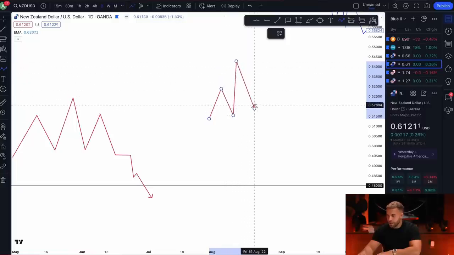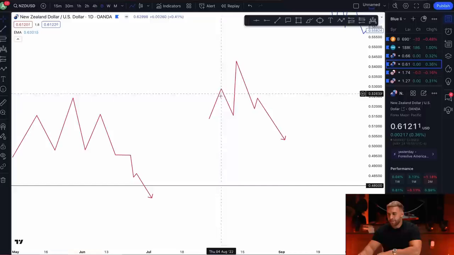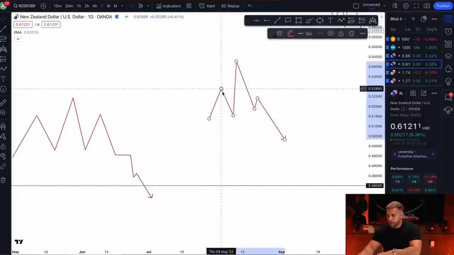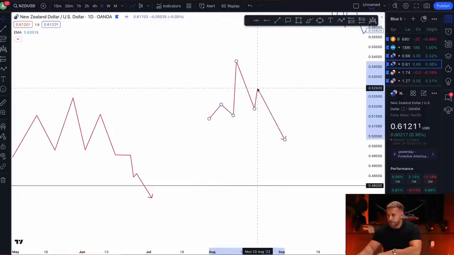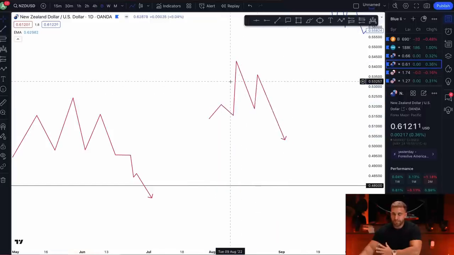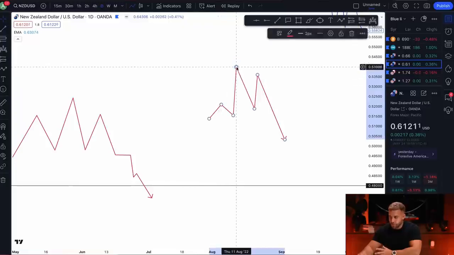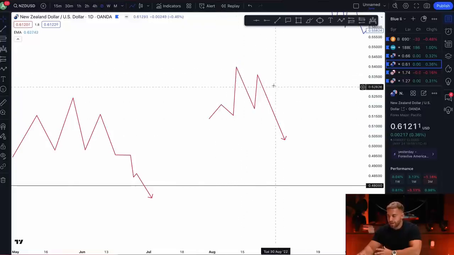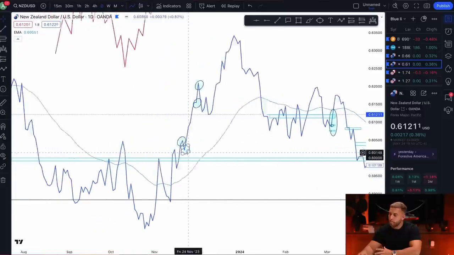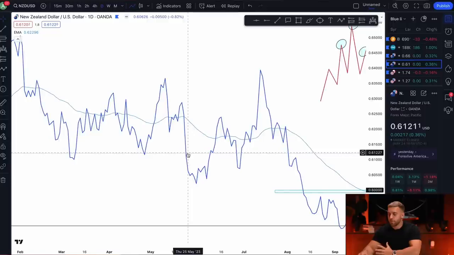Sometimes you would have something that looks like this, but it's a valid head and shoulders pattern. You would have something like this, and then it would look like this. It's ugly, but it is what it is. It's a head and shoulders pattern. You just want to make sure that you can identify a left shoulder, a head, and then a right shoulder to confirm that it is a head and shoulders pattern.